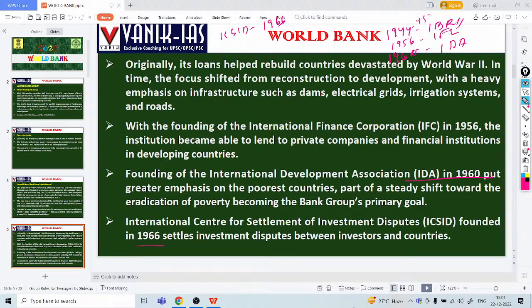So settlement of investment dispute, because when World Bank was created, the new era has started and one country was allowed to invest in other countries. As they are allowed to invest, there is possibility of dispute among the country which invests and the country which has been invested in.